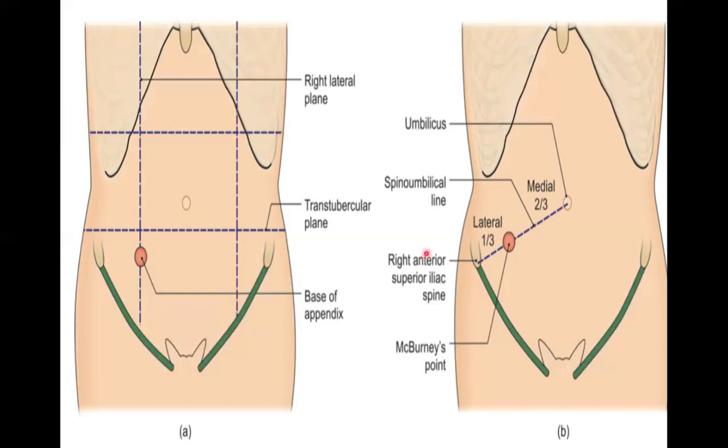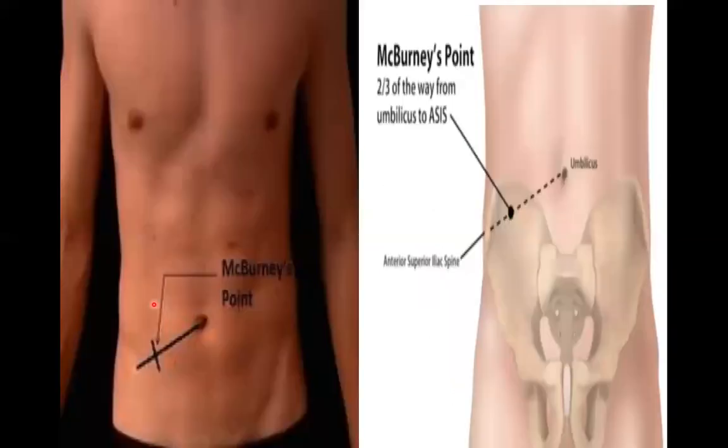Okay, this is important clinically. You must know what McBurney's point is and you must know the surface anatomy, how to point to the base of the appendix. This is also on the surface anatomy, exactly here. It is present here. Okay, good.